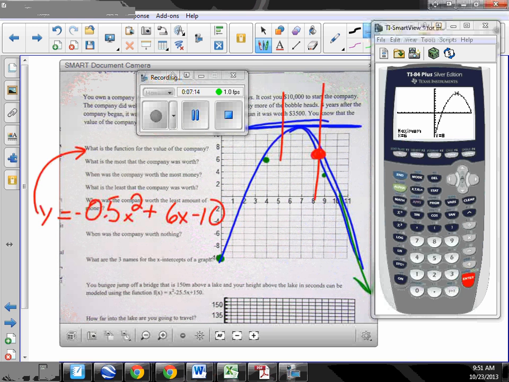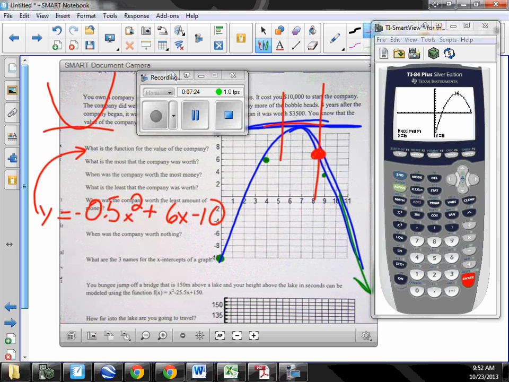If the parabola opens down, it has a max. If the parabola opens up, then it has a minimum. And the minimums are always the y values. Always. Because if I said, what is the biggest x? Well, the x's go on forever, right? What's the smallest x? Well, they go forever in the other direction. But the y values have a highest number or a lowest number.